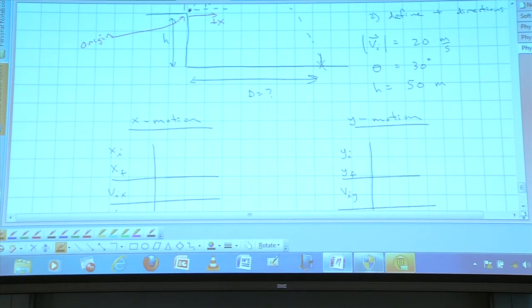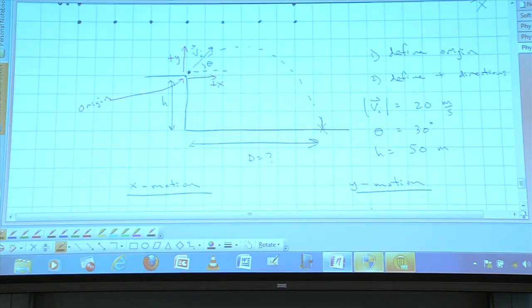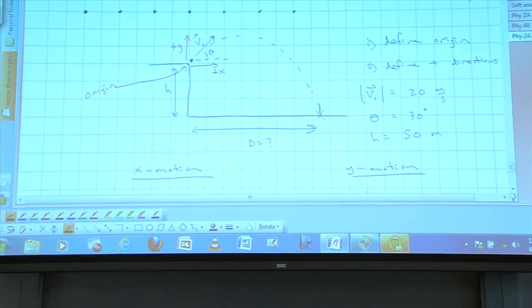So what's our initial position? 0 for both x and y, right? Our final x? We don't know. That's what we're solving for, right? That's the goal here. Our final y? Negative 50, right? Because the top of the cliff is 0, up is positive, so we're on the negative side of the number line, 50 meters.